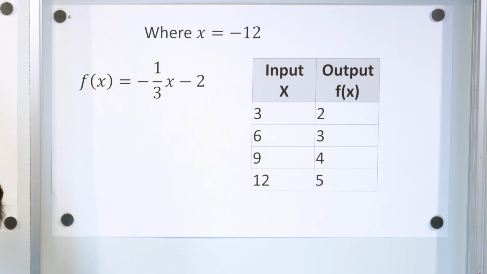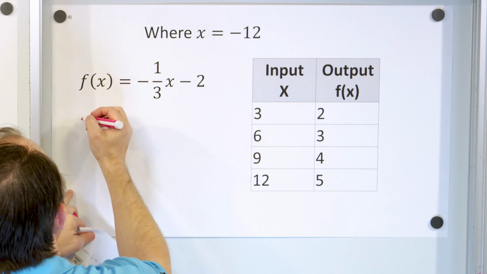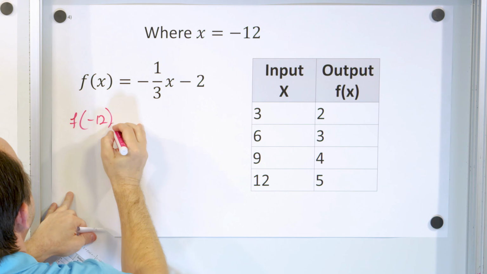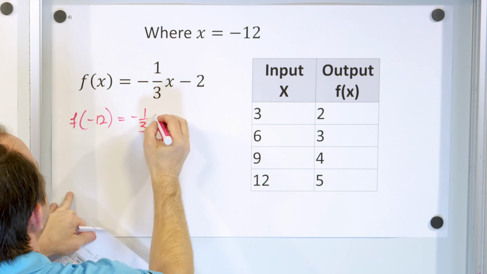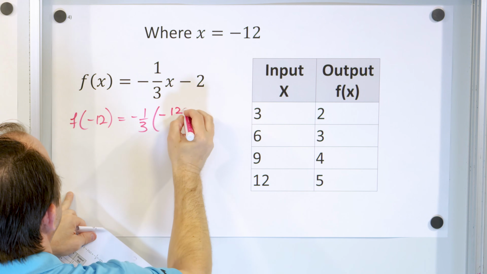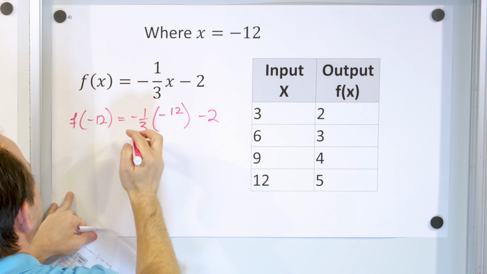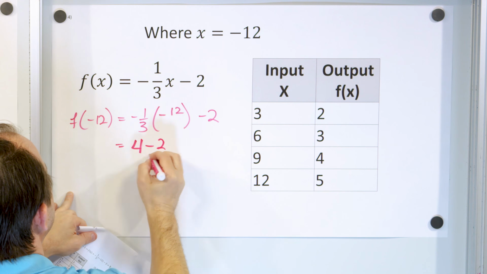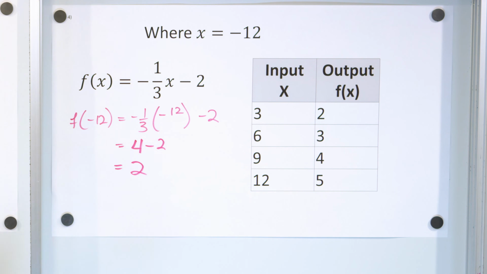All right, we're going to have a similar situation here. Let's take a look when x is equal to -12. Means I have -1/3, and then I'm multiplying by -12. And so negative times negative is positive. 12 divided by 3 is 4, minus 2. So the output I get right there is actually 2.